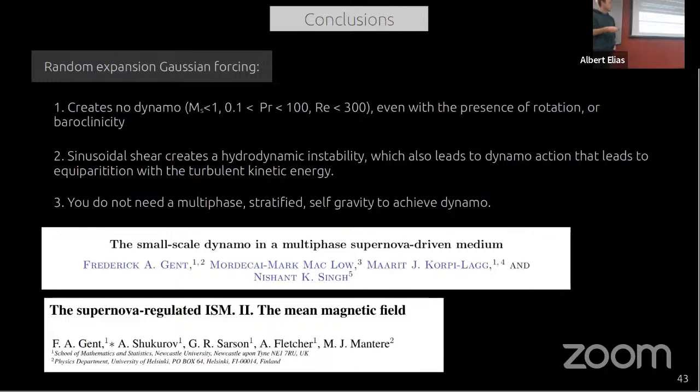And there are a lot of papers that simulate supernovas very well. I mean, they use a long box and they simulate the stratification, where the center of the box is a lot denser, and then it gets less dense farther away, as in the disk of the galaxy. And then they use multi-phase equations. They use self-gravity. They use a bunch of other ingredients, and they do get magnetic field growth. But the thing is that you do not need all these ingredients. Only with these explosions, only the kinetic part, not the thermal part, only kinetic explosions with shear, you can achieve a dynamo.